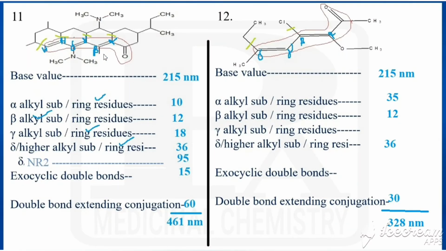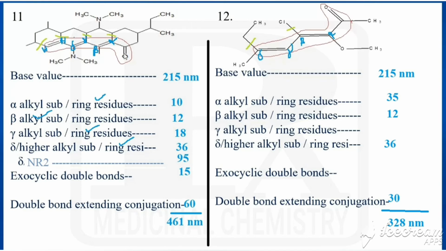So this is the basic one for this. This is an alpha beta unsaturated ketone. Here this is alpha, beta, gamma, delta, and these two are higher than delta, so higher. Okay, so here these are the ring residues. Here one, here one, here one, here one. So 4 ring residues are there. One alpha, one gamma, 2 higher ring residues. For beta, one alkyl. And for delta, it is having one NR2, that is nitrogen with 2 alkyls.